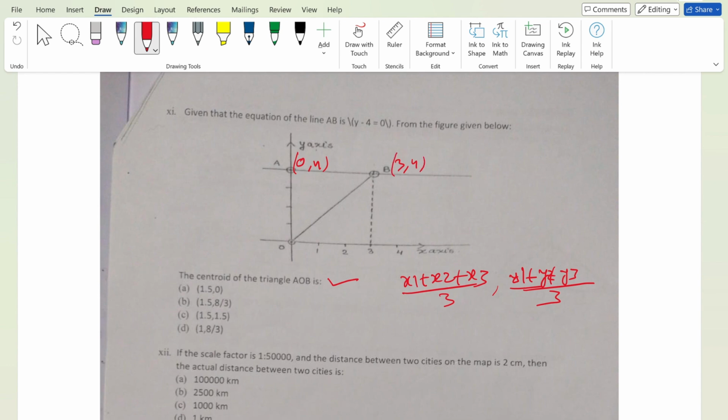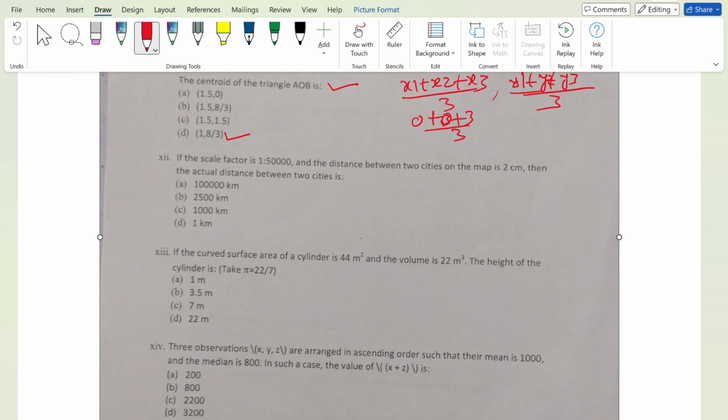And O is (0, 0). So the x coordinate is 0 plus 0 plus 3, by 3. So the x coordinate is 1. Only D has x coordinate 1. So the answer is D.